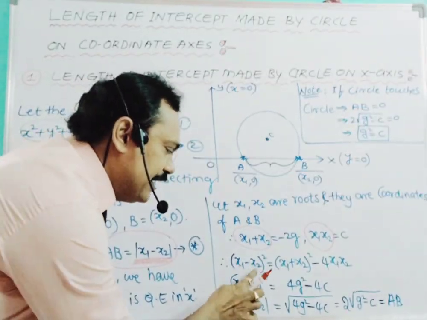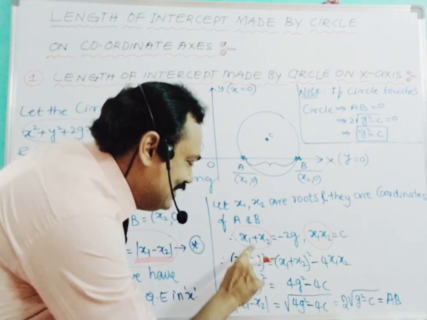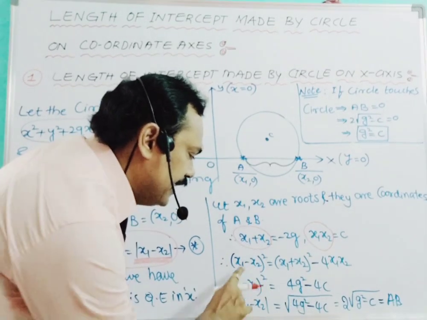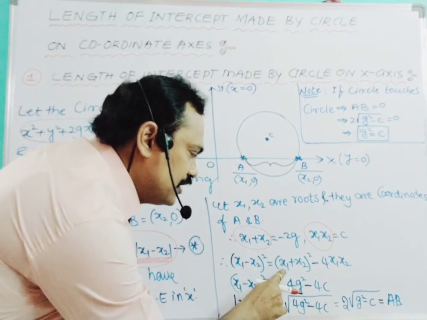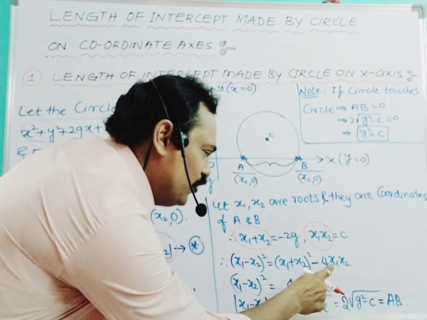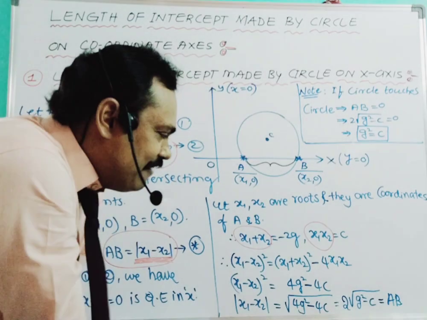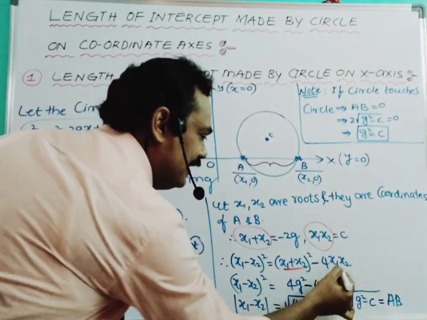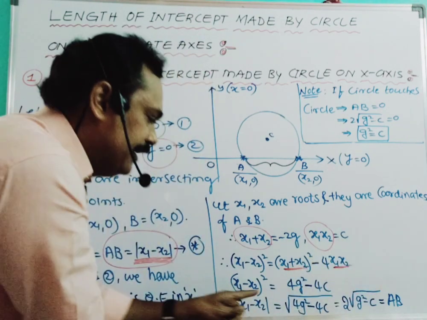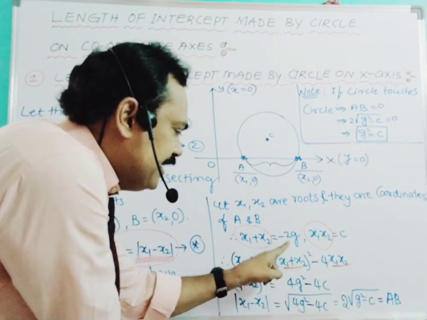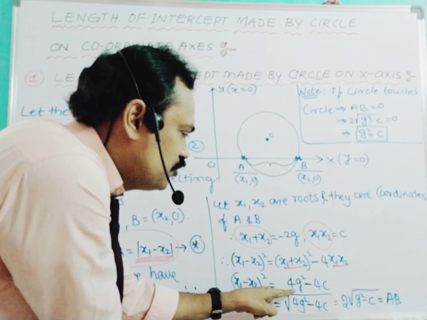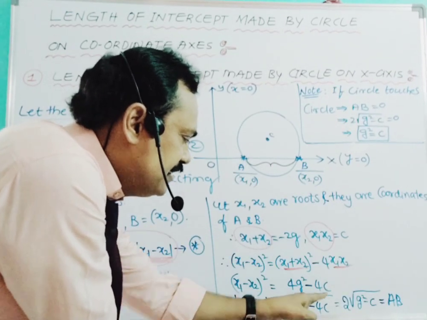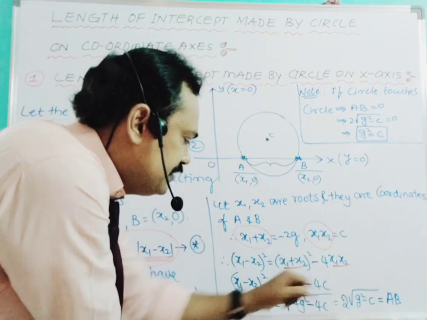So (x1 minus x2) square can be expressed in terms of x1 plus x2 and x1 into x2. (x1 minus x2) square equals (x1 plus x2) whole square minus 4 x1 x2. Now I am going to replace the value of x1 plus x2 and x1 into x2. That will be x1 plus x2 is minus 2g, whole square, 4g square, minus 4 times the x1 x2 value, which is c: 4g square minus 4c.